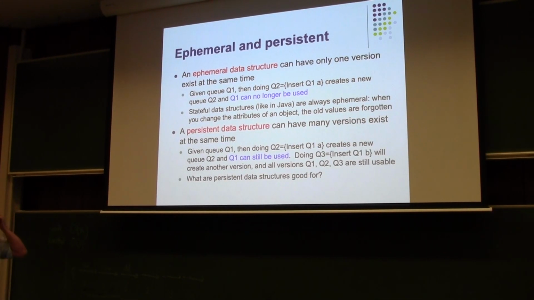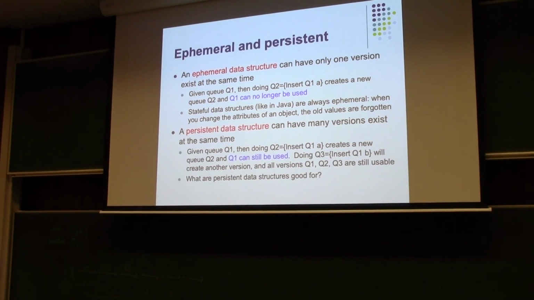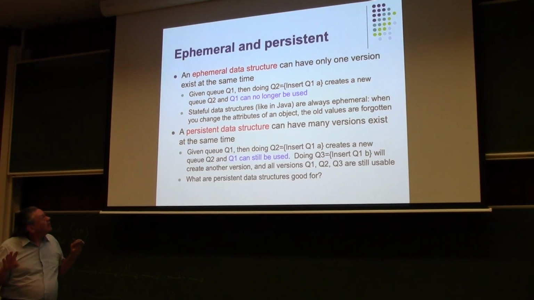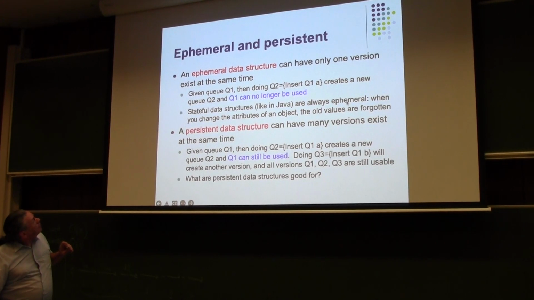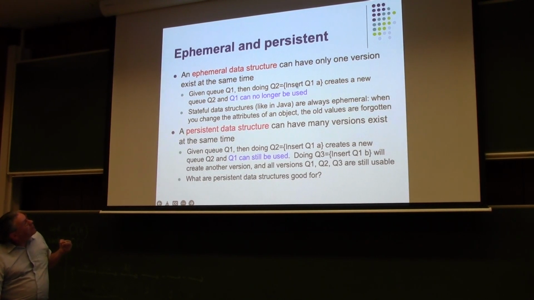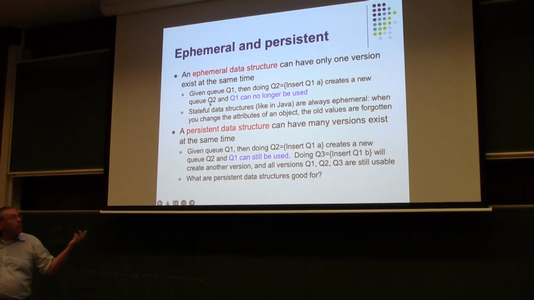The other notion is ephemeral and persistent. So ephemeral, the word ephemeral means something that is very short-lived. It's very transient. It only exists for a short time. A fly will only live for 1 day. It's a very ephemeral creature, okay? And for a data structure, an ephemeral data structure means you have only one version at a time. So what does that mean? If I have a queue, Q1, and I do Q2 equals insert Q1 of A, I create a new queue, Q2. Okay, that's reasonable, huh?